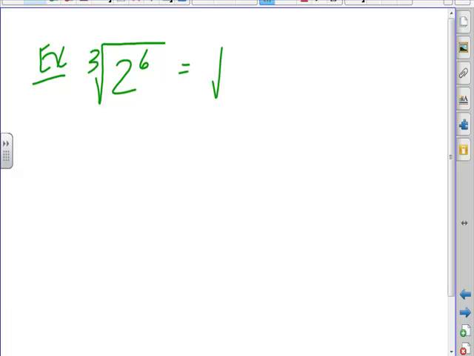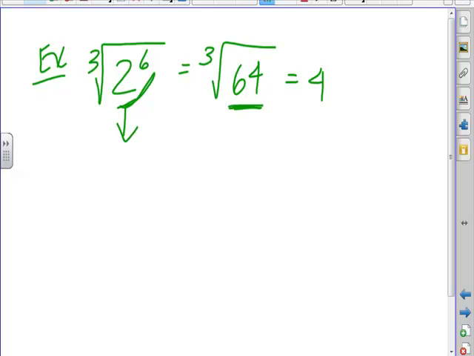Okay, a couple more. Just different ways to start hopefully opening your mind up a little to thinking about how to figure things out. So the cube root of 2 to the 6th. You could figure it out in your head or use your calc, but 2 to the 6th is 64. And then you maybe have worked enough with cubes now that you realize the cube root of 64 is 4.